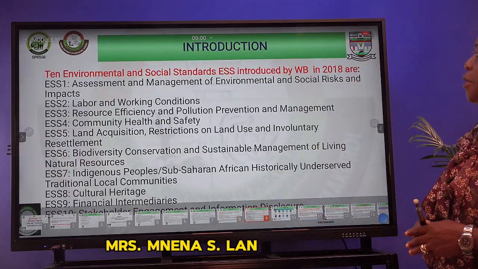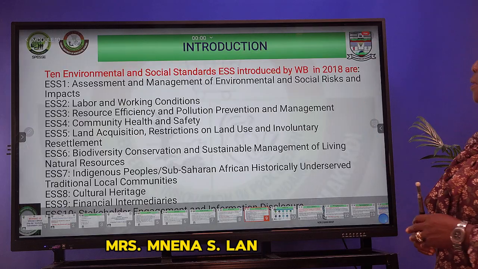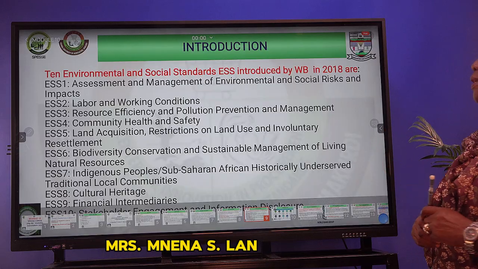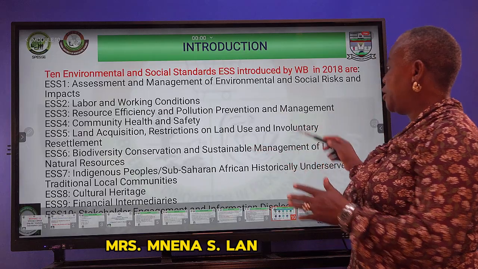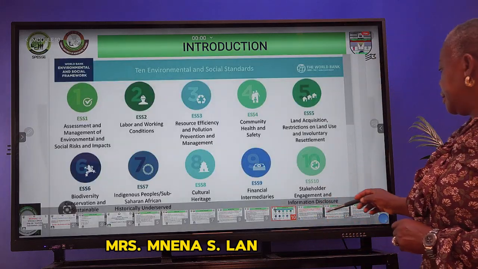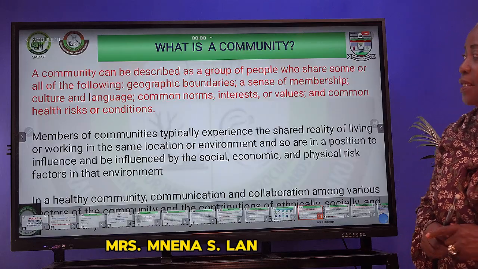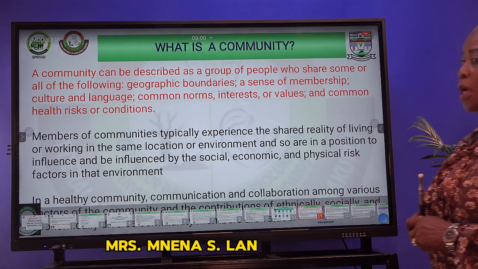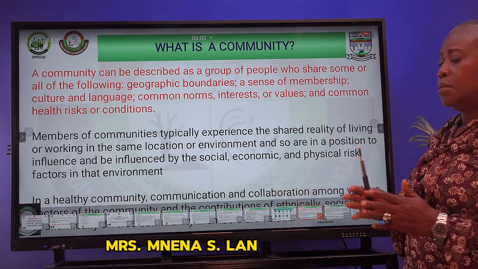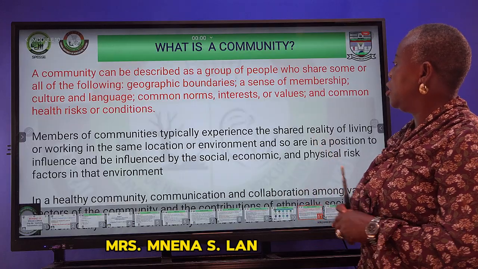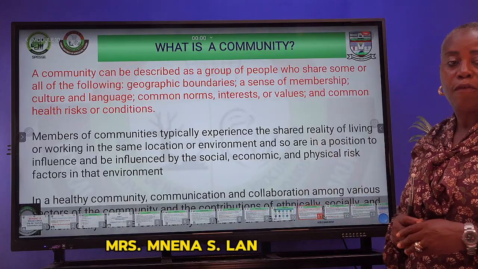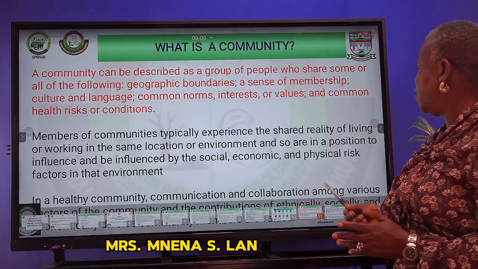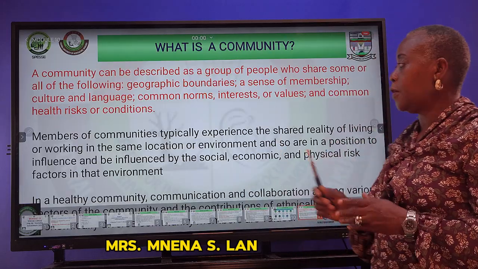So, just a recap, there are 10 environmental and social standards as listed, but we are focusing on the 4th one, community health and safety. Just a pictorial representation of what they look like. And what is the community? A community can be described as a group of people who have shared ideologies, like shared boundaries, have a sense of membership and culture and language, have common norms, common interests and common values, and work together to achieve all of this.